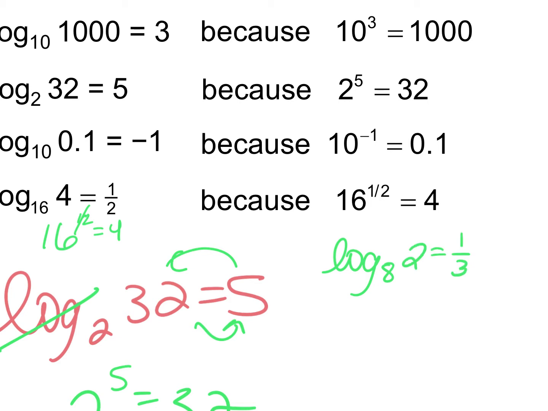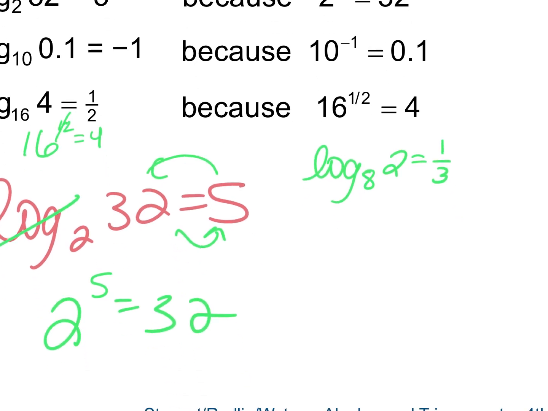What about if I had log base 8 of 2 equals 1/3? Well, let's rewrite this exponentially. My little 8 becomes big 8, and then these two switch spots. What is that saying, Pablo? It's saying that 2 is a third of 8. Yep, 2 is the cubed root. What times itself 3 times gives me 8? And it would be 2.